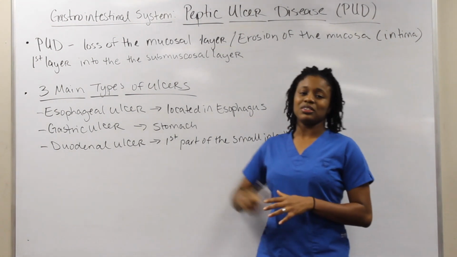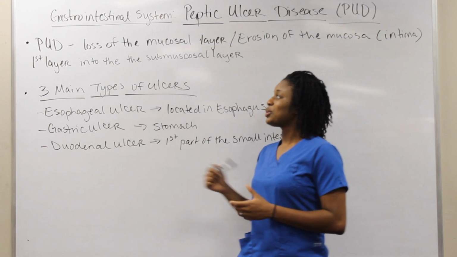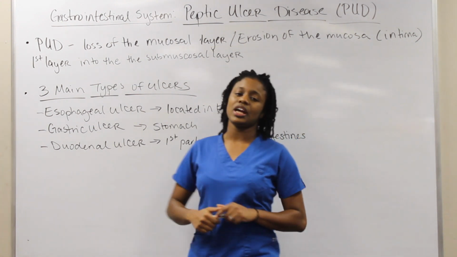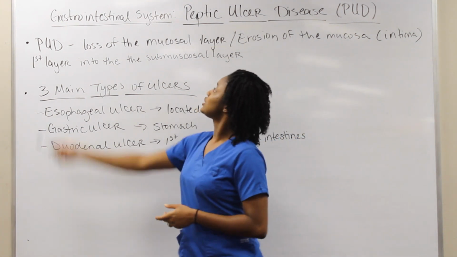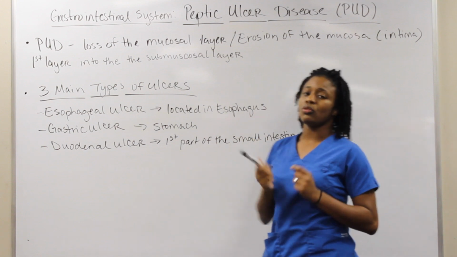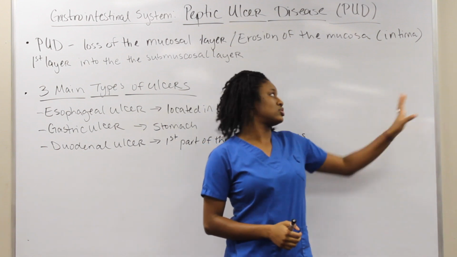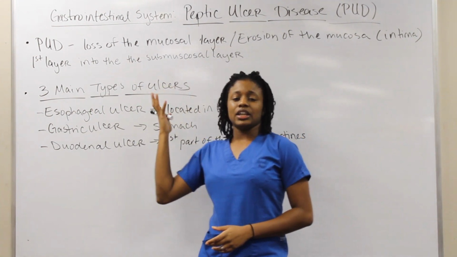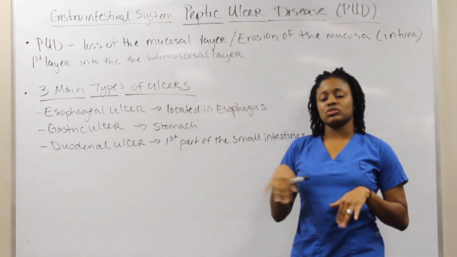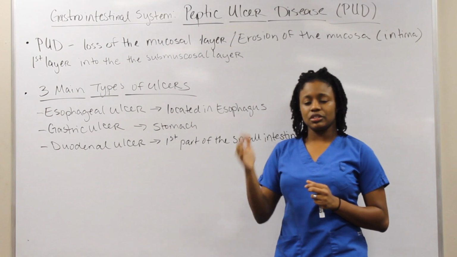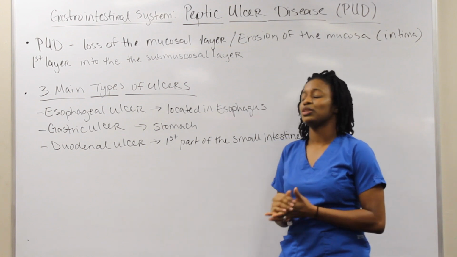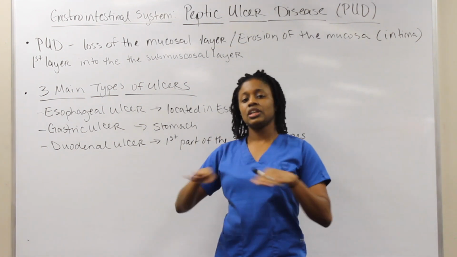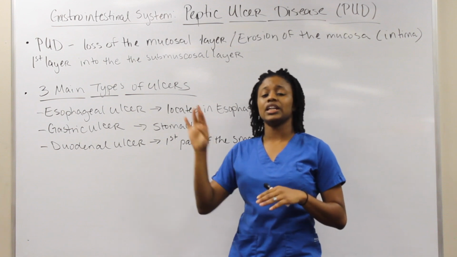Today we're going to talk about peptic ulcer disease. With peptic ulcer disease, also known as PUD, there is a loss or an erosion of the mucosal layer, which is also known as the intima, which means the first layer. And it pretty much goes into the submucosal layer. Sub means under the mucosa layer, okay? So that erosion is there and it is completely gone.